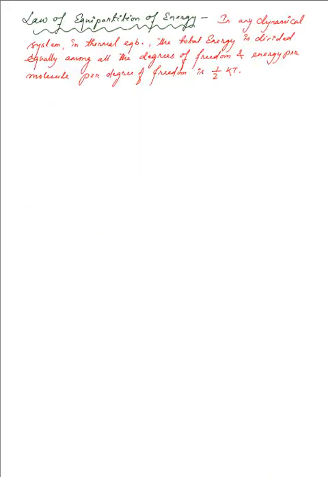Then next we have the law of equipartition of energy. In any dynamical system which is in thermal equilibrium, this is the statement of course, the total energy is divided equally among all the degrees of freedom, and the energy per molecule per degree of freedom is half times kT, where k is obviously the Boltzmann constant and T the absolute temperature.